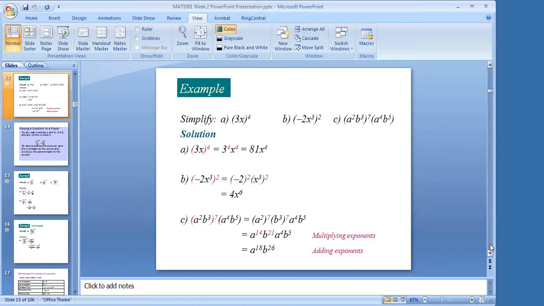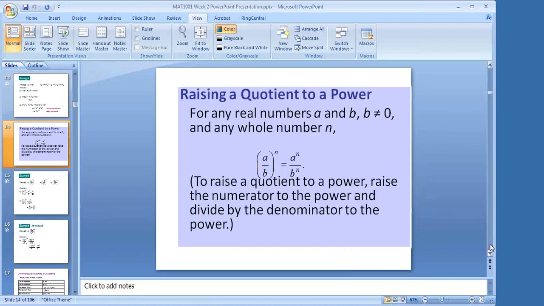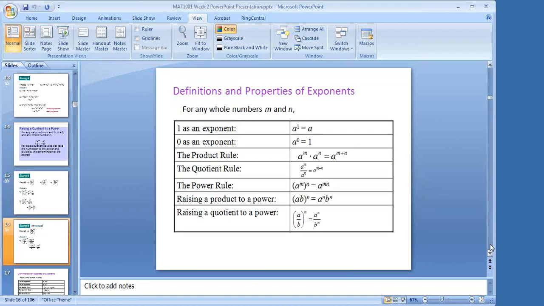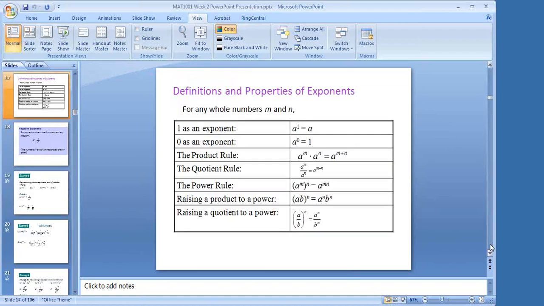And you see other examples, and all of these are in the PowerPoint presentation. Likewise, if you have a fraction raised to a power, that's the same thing as the numerator raised to the power over the denominator raised to the power, like you see here. Pretty simple examples, probably. W to the third over 4 to the third, which we could write as W to the third over 64. And again, tons of examples waiting for you.